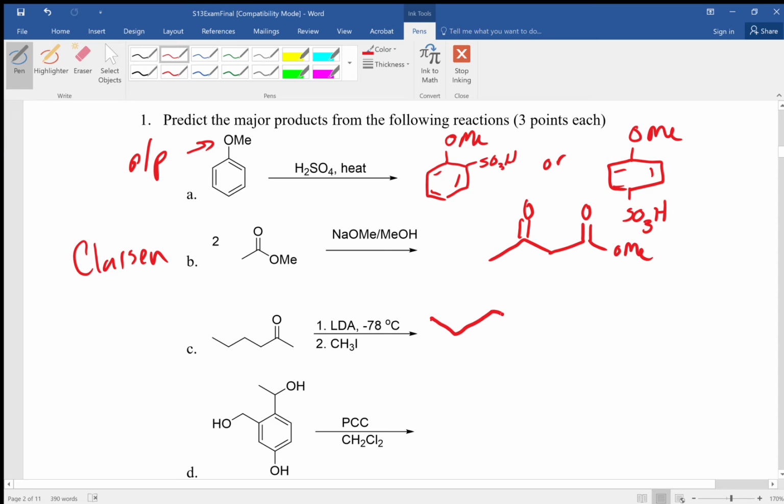Part C is an alkylation reaction. Because this reaction is using LDA, which is a strong base, generally irreversible, as well as low temperature, minus 78 degrees Celsius, that tells us we're dealing with kinetic conditions, where we'll form the less substituted enolate, which is at the end carbon. The electrophile will add there, which is the methyl iodide.